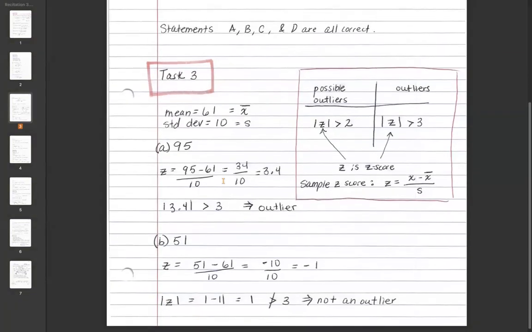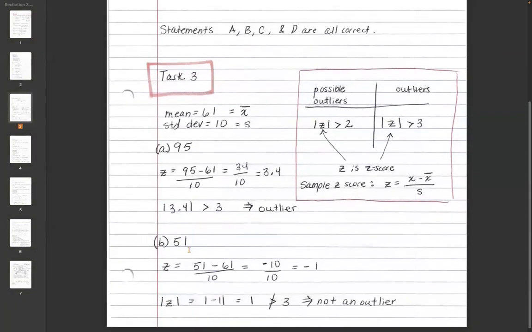So now B is 51. So let's calculate that z-score. So 51 minus x bar, which is the mean, 61, divided by the sample standard deviation, which is 10. So 51 minus 61 is negative 10, divided by 10 is negative 1. But we want to take the absolute value and see if that's greater than 3. So the absolute value of negative 1 is positive 1, and that's not greater than 3. So we do not have an outlier. So 51 is not an outlier.